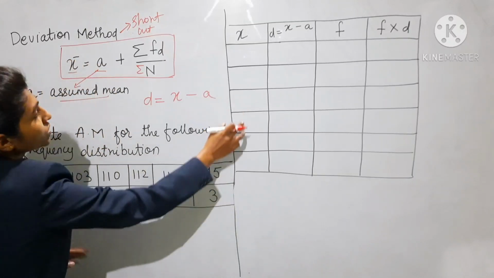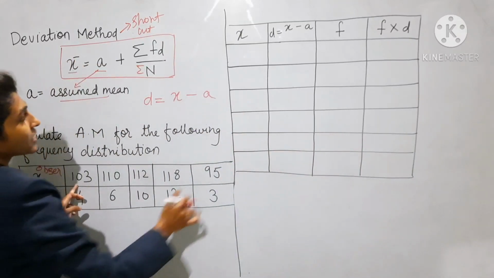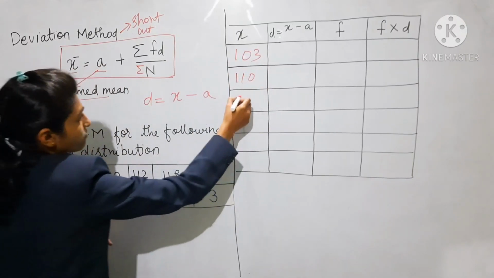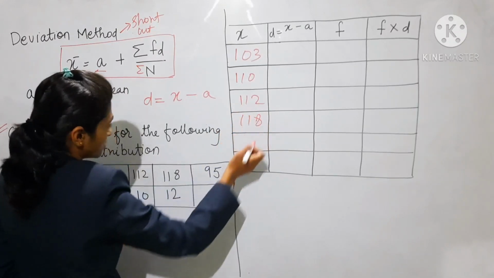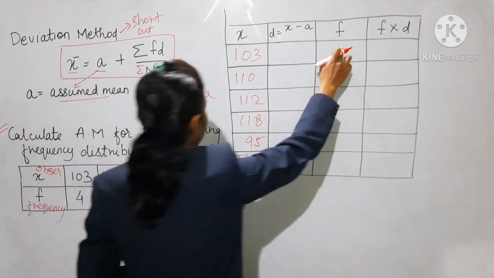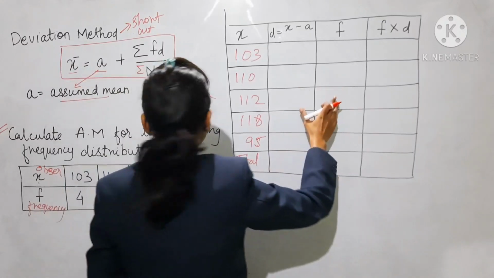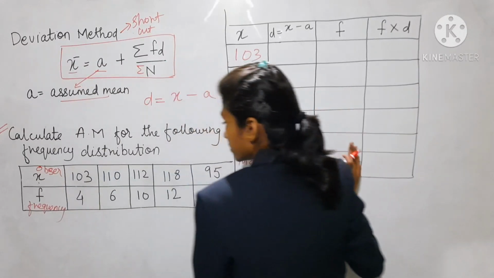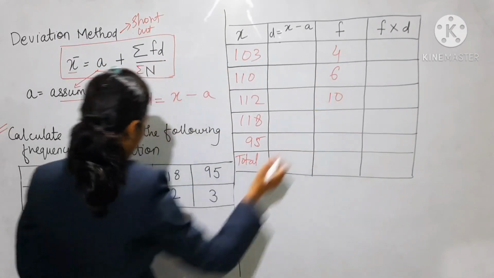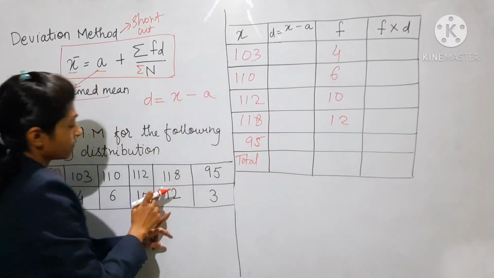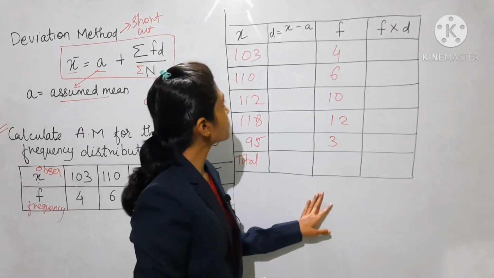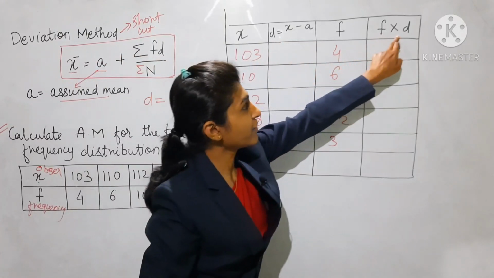Now put the values as per the table. Put all the x values in the x column, 95, and this is the total. Now f, whatever is already in the question, put the values as per the question. 10, 118 has 12 frequency and 95 has 3 frequency. Now what we have to find? We have to find D and we have to find f into D.